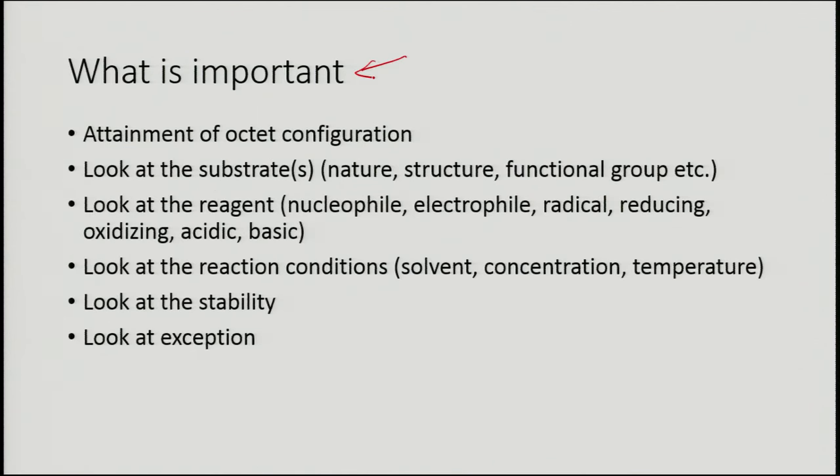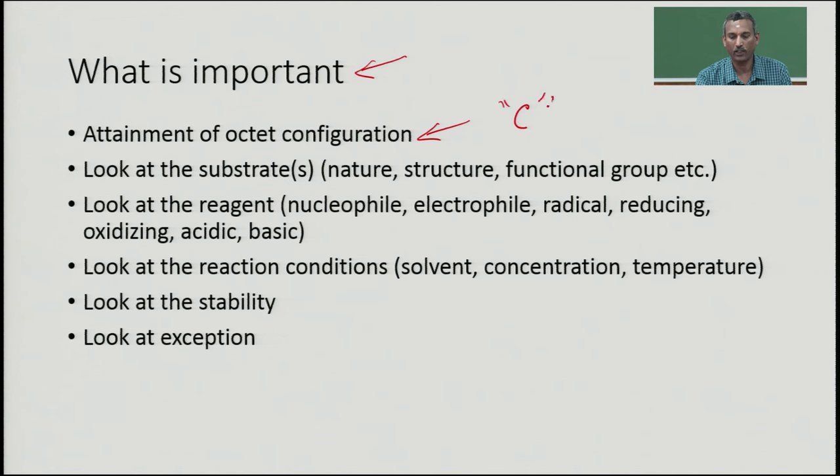To deduce how a reaction actually proceeds, we will look at the important parameters that affect the reaction. Basically, the attainment of the octet configuration, because here we are dealing with the carbon atom. Organic chemistry mainly deals with the carbon atom. Carbon belongs to the second row, so a maximum of 8 electrons can be reached to get stability. So, we will be mainly focusing on the attainment of octet configuration, which is the main deciding factor about how a reaction actually proceeds.